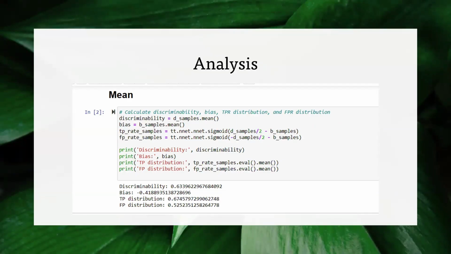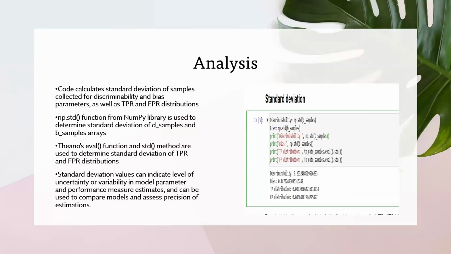It calculates the discriminability and bias by finding the mean of the respective samples, and prints the discriminability and bias values. The code computes the standard deviation of discriminability and bias parameters using np.std from NumPy. It also utilizes Theano's eval function and the std method to find the standard deviation of TPR and FPR distributions. These values gauge uncertainty in model parameters and performance metrics, aiding in model comparison and estimation precision evaluation.